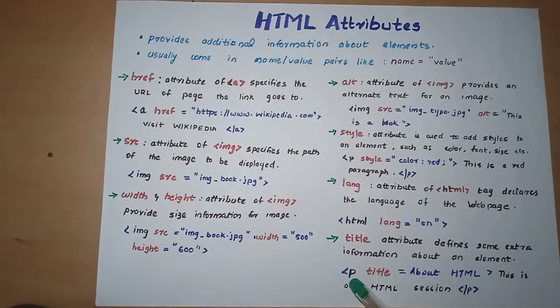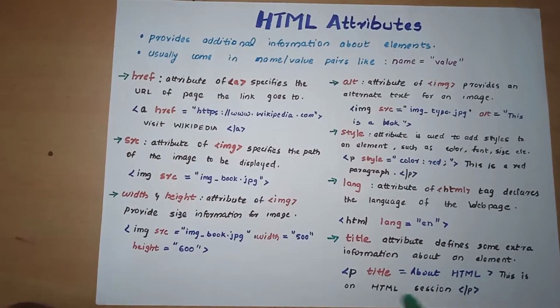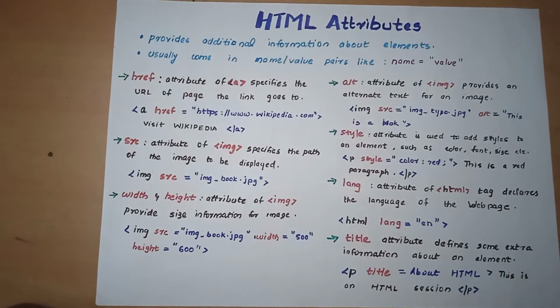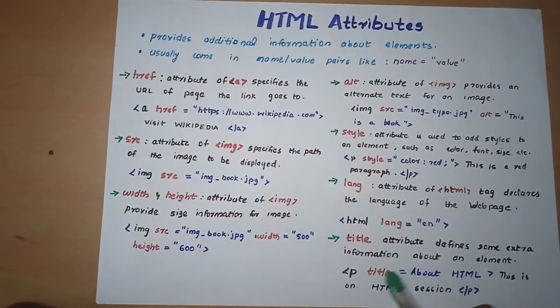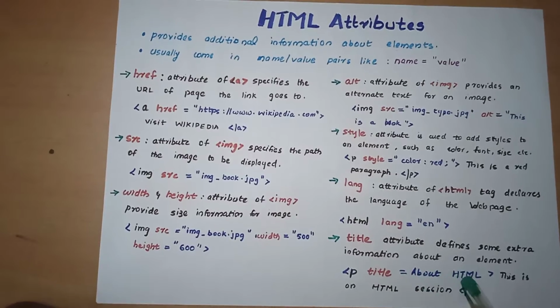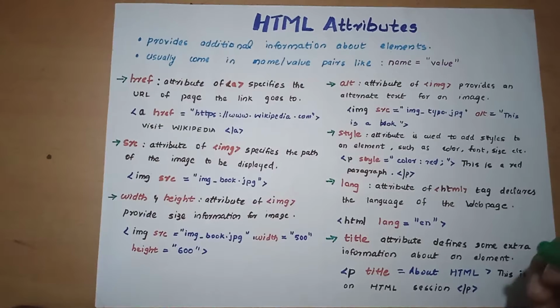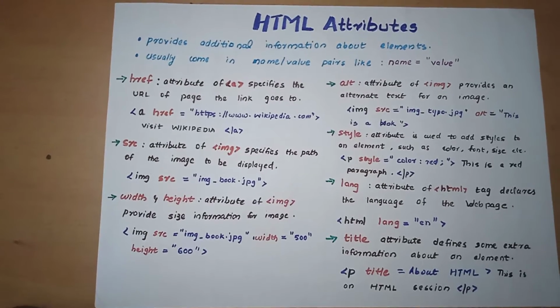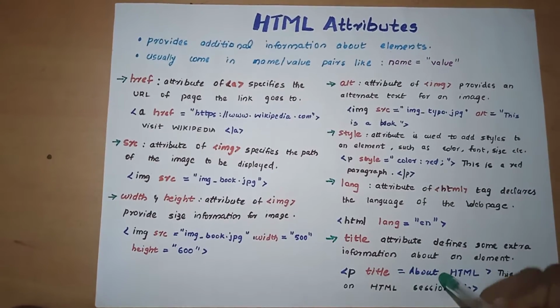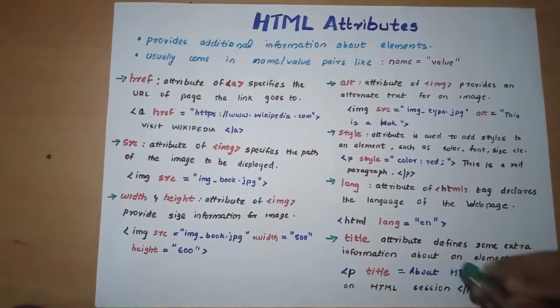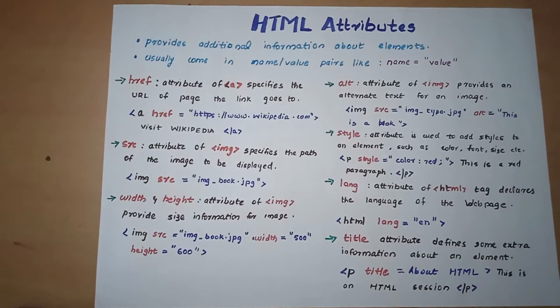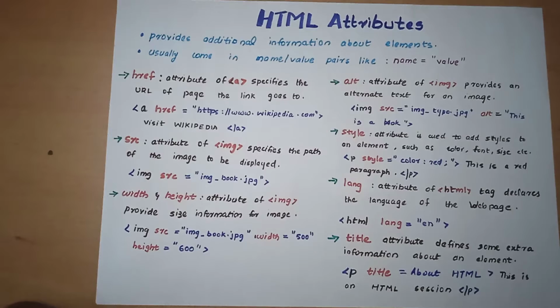So if this is a paragraph tag and I know that this is an HTML session, but just to define something extra about that paragraph, I just mention title equals about HTML. That doesn't actually need it, but for recording time, just to mention, in order to read a whole lengthy paragraph, if we do it like this, it will be nice to understand what is in that paragraph. That's all about HTML attributes.